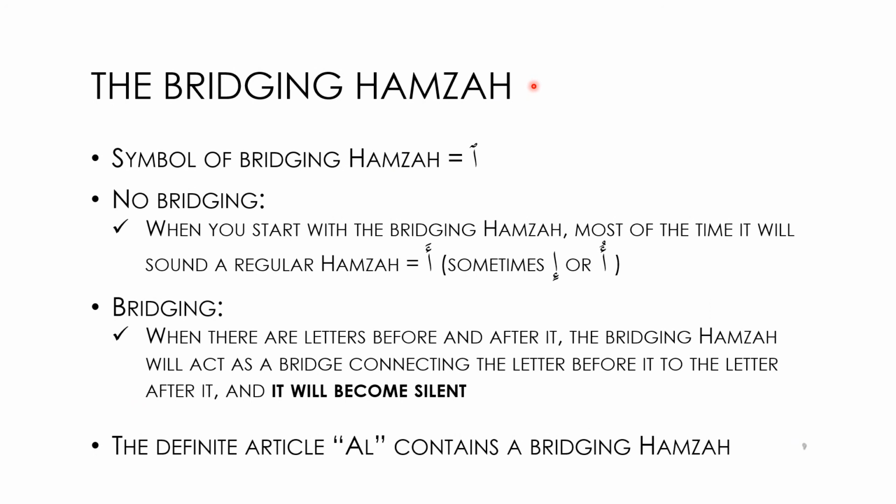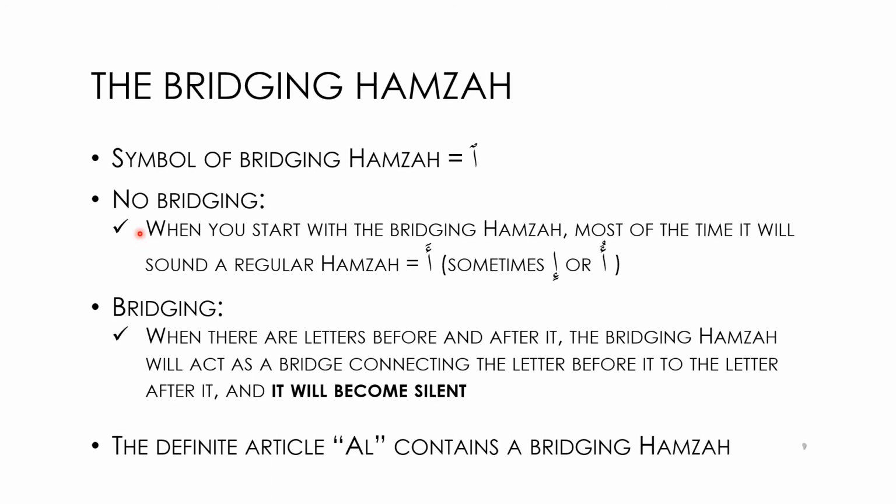Fantastic. Let's now switch to talk about the bridging Hamza. The symbol of the bridging Hamza is an alif with a little sad on it. Some people believe that that little sad comes from the word wasl, which means to connect or bridge. The bridging Hamza has two cases: no bridging case and bridging case. No bridging means you start with it. In other words, you are not connecting the letter before it to the letter after it.